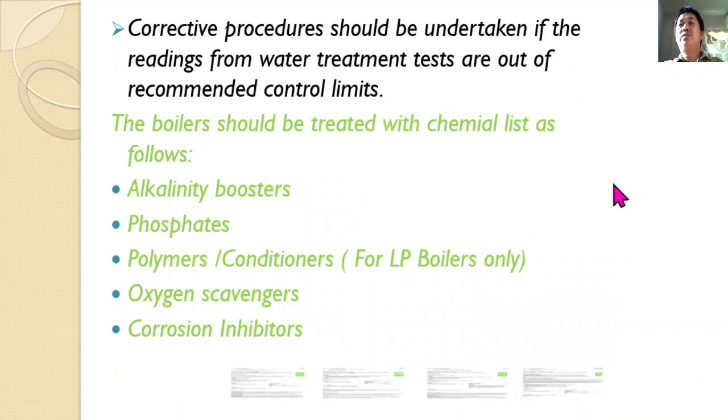So here we have corrective procedures that should be undertaken if readings from water treatment tests are out of recommended control limits. So the boiler should be treated with the chemical list as follows: alkalinity boosters, phosphates, polymers, conditioners for low pressure boilers only, oxygen scavengers and corrosion inhibitors. I used these oxygen scavengers when I was on board the ship.